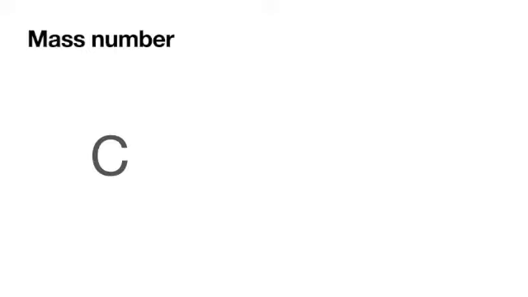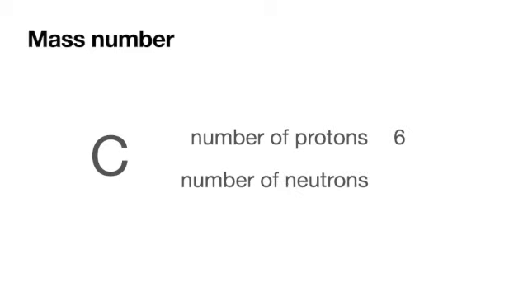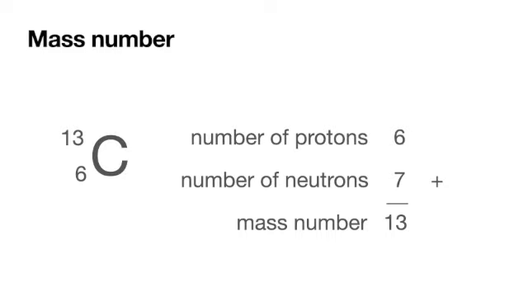Let's look at another isotope of carbon. This carbon atom still has 6 protons, but it has 7 neutrons. Adding these together, the mass number will be 13. Now let's add these numbers to the atomic symbol for the nuclide notation. The atomic number, the number of protons, is equal to 6. This goes at the bottom left. The mass number, 13, goes at the top left.